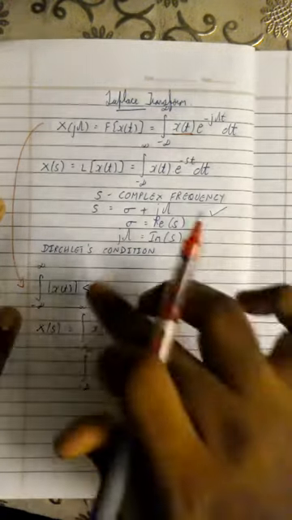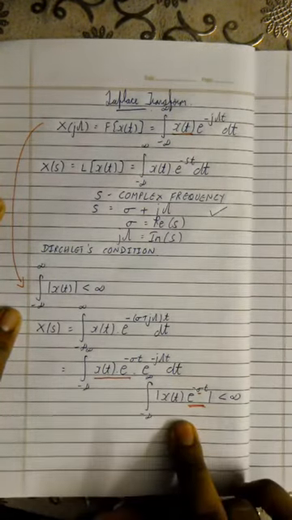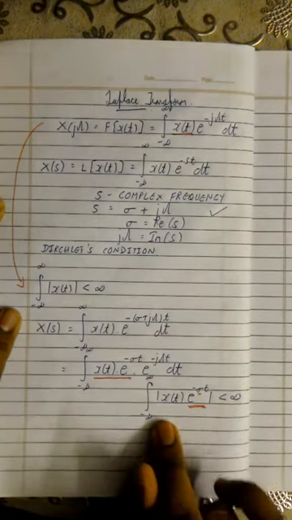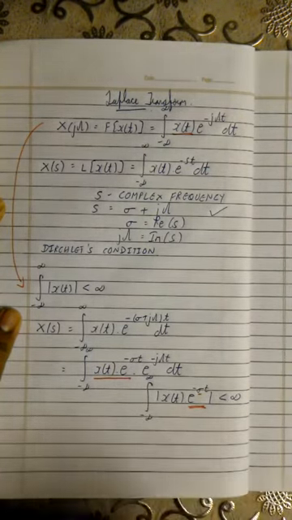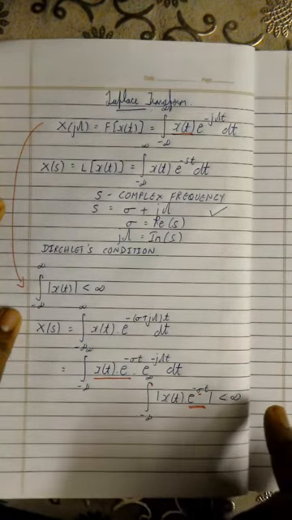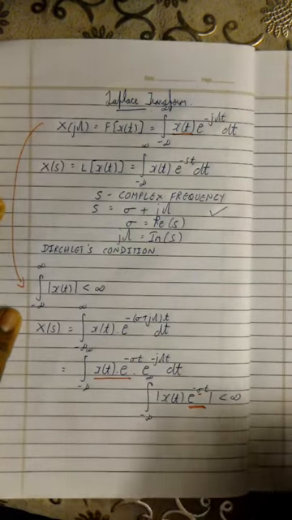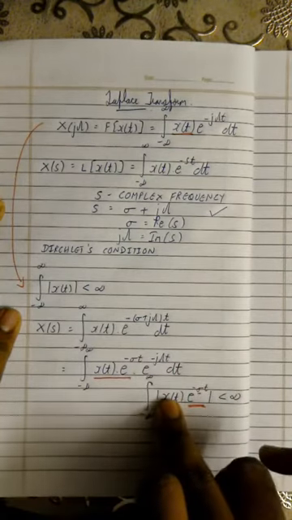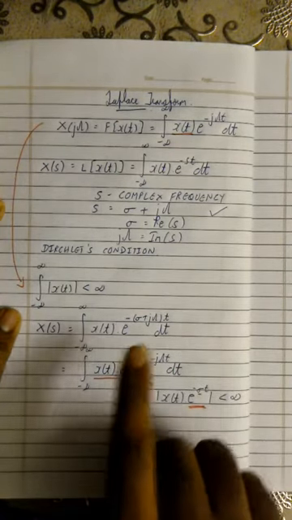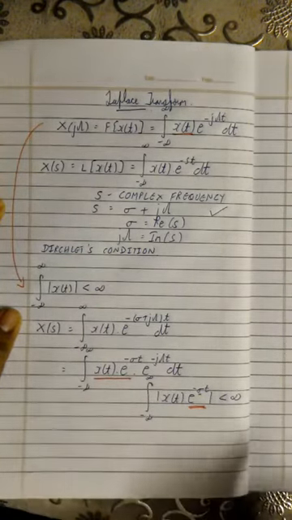That means in the case of Fourier transform, if the signal cannot be integrated, then you cannot find its Fourier transform. Whereas here in this case, if the signal x of t cannot be integrated, then we can define the value of sigma such that this equation can be integrated. So that means the Laplace transform exists for some signals, whereas the Fourier transform does not exist for that very same signal. So you see, that is the difference between Laplace transform and Fourier transform.